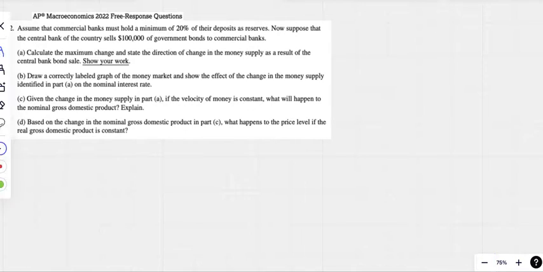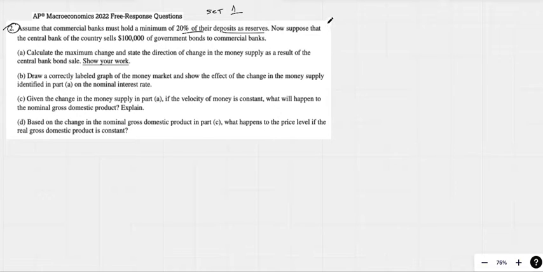2022. This is set one, by the way. Set one, 2022. Question number 2. Assume that commercial banks must hold a minimum of 20% of their deposits as reserves. Now suppose that the central bank of the country sells 100,000 of government bonds to commercial banks.